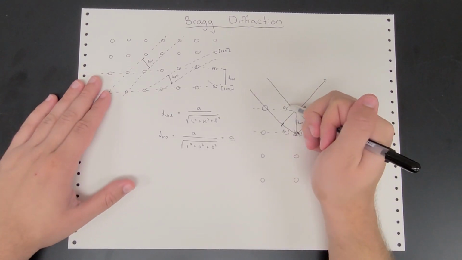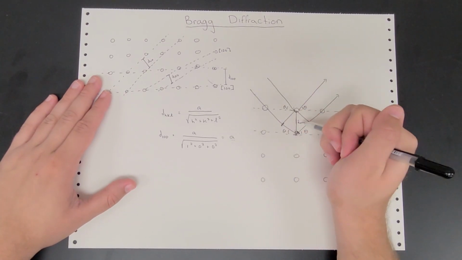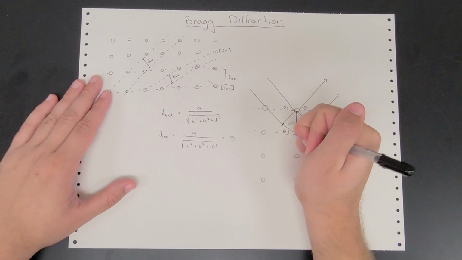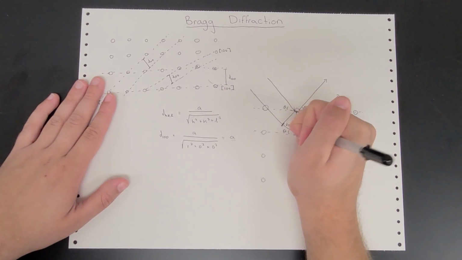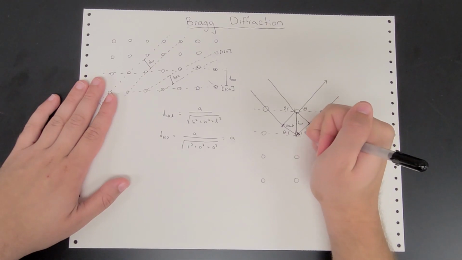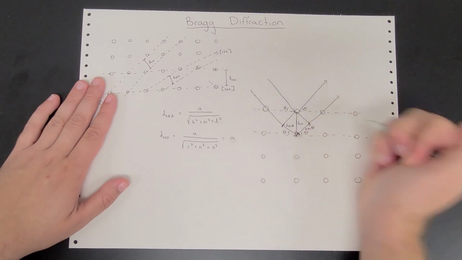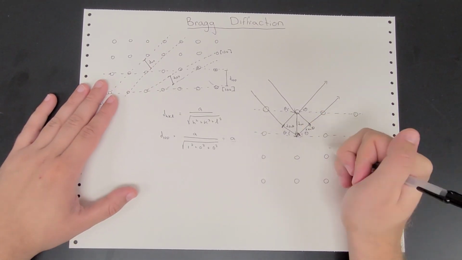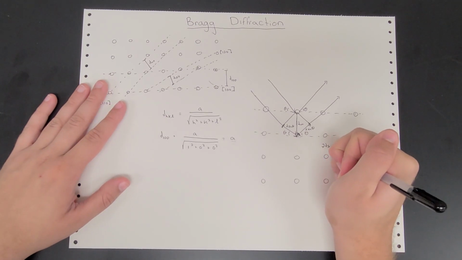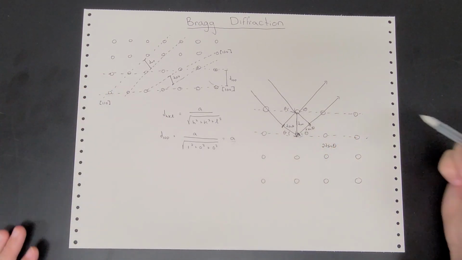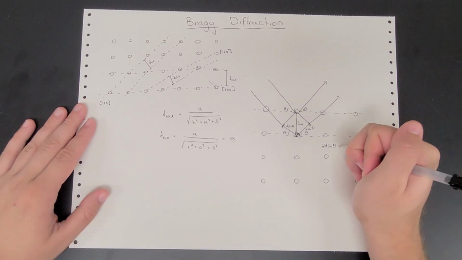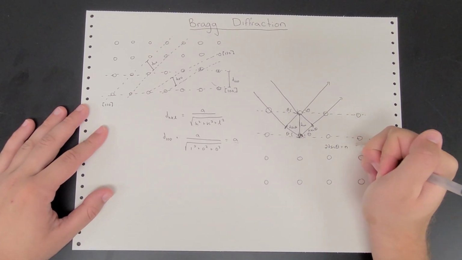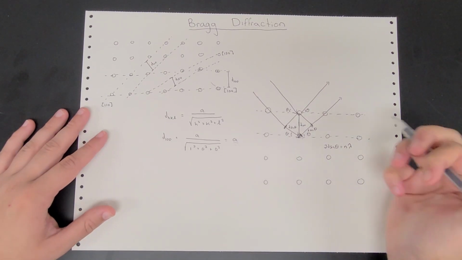And so using these angles, the incident angle theta, and this distance d, you can determine using the geometry that this distance here is d sine theta, and then this one over here is also d sine theta. If we add those two together, we get 2d sine theta, which is the total path length difference between our two waves that are going to be interacting with each other. That has to be equal to an integer, n, times the wavelength.